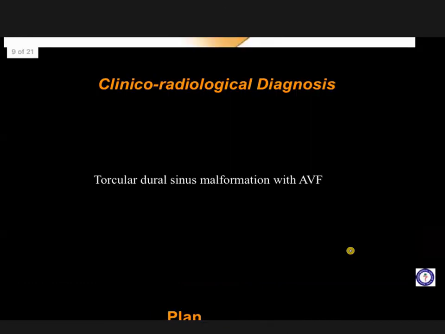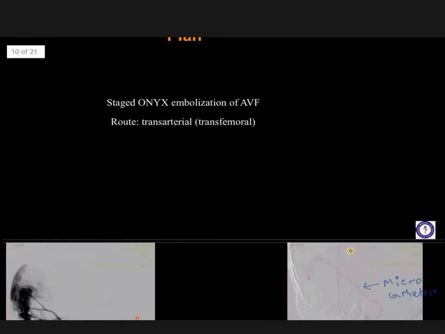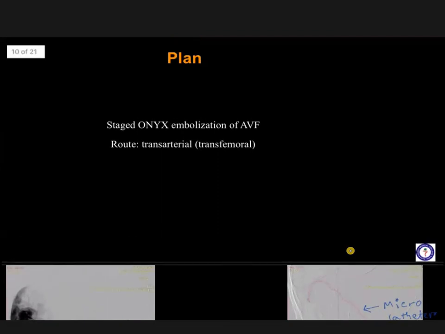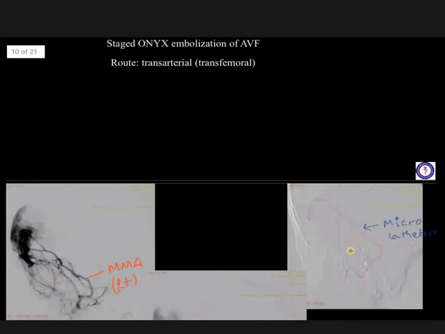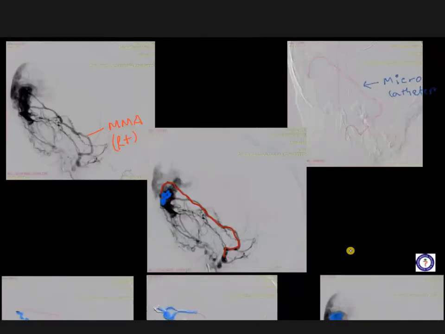And our clinical radiological diagnosis was that this could be a torcular dural sinus malformation with arteriovenous fistula. Our plan is Onyx embolization of that particular arteriovenous fistula. Definitely staged. He was an 8-month-old baby, so we planned to do the right side first, then the left side, via the transarterial route, of course, through the transfemoral route. This is our planning for how we embolize this dural sinus malformation with arteriovenous fistula.